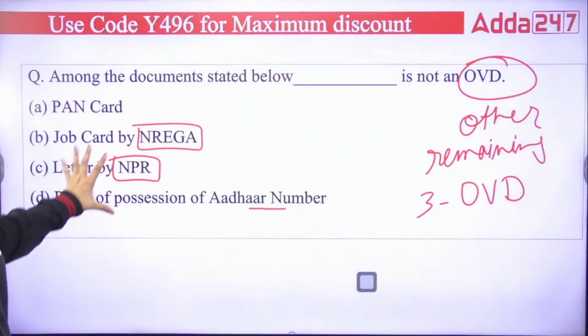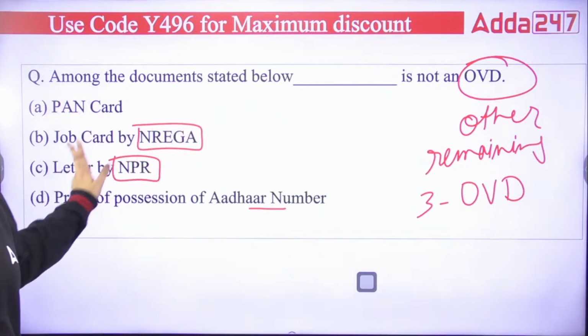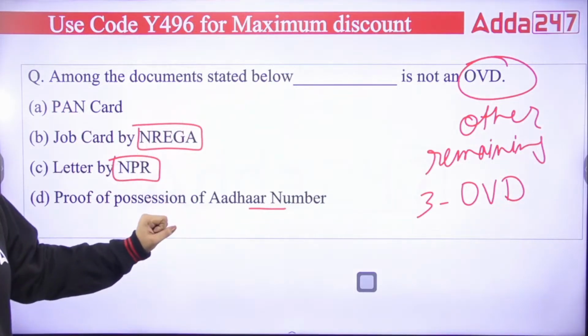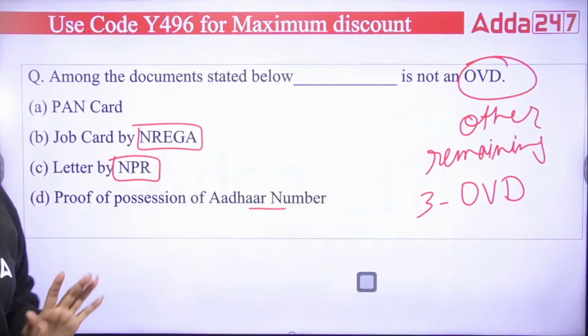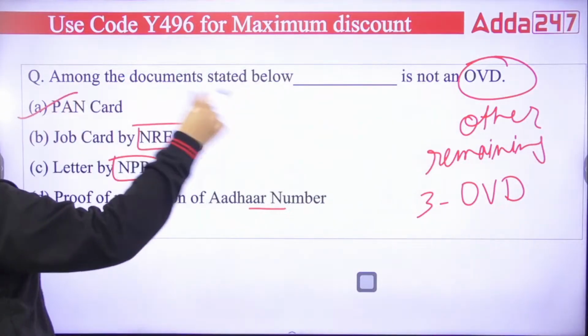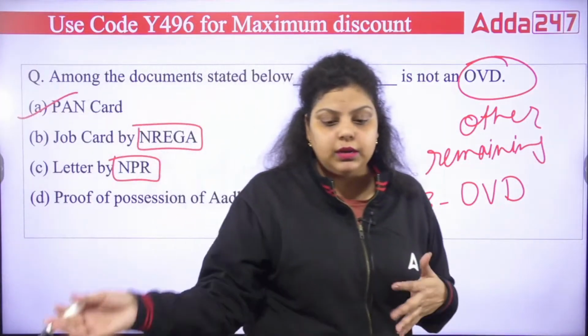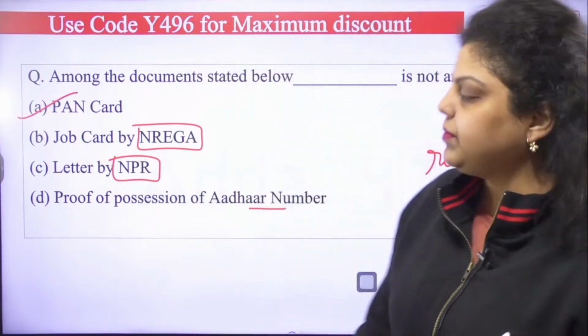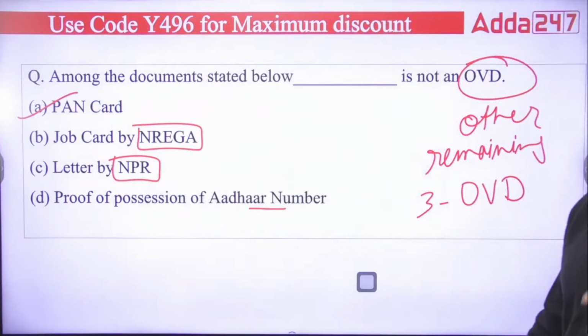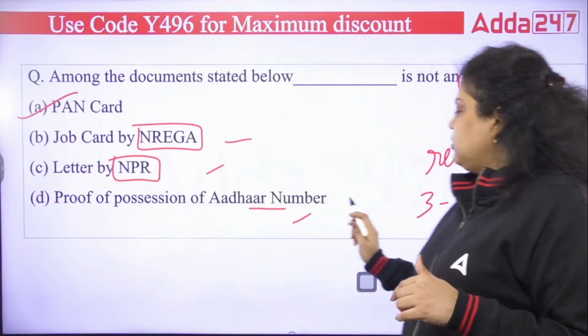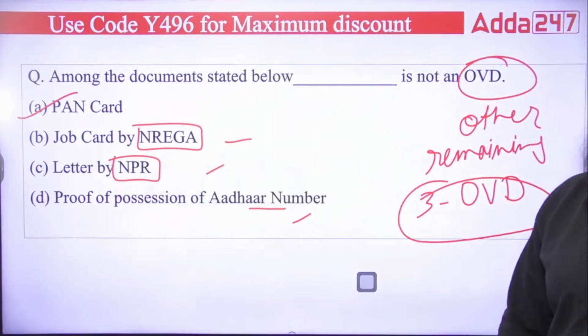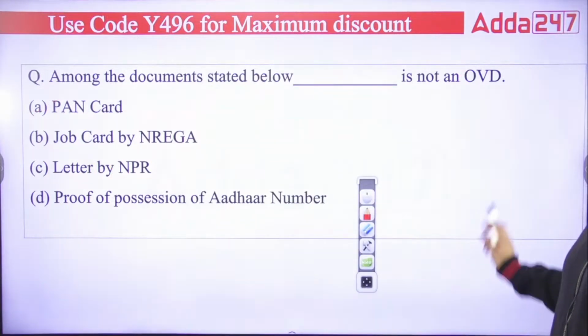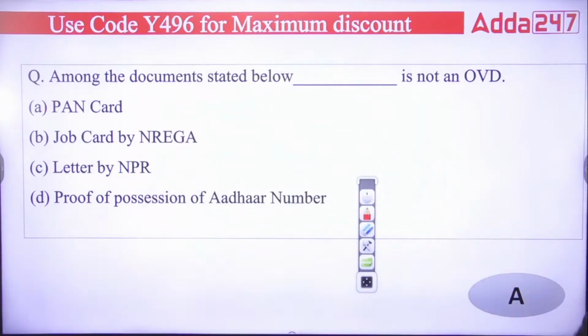So the 3 you have in front of you: job card by NREGA, letter by NPR, proof of possession of Aadhaar number. These 3 are your official valid documents, not a PAN card. I have already told you in this session that PAN card is not a part of that. So the right answer is A. Apart from these 3, what are the rest 3 official valid documents? You have to comment in the comment section.